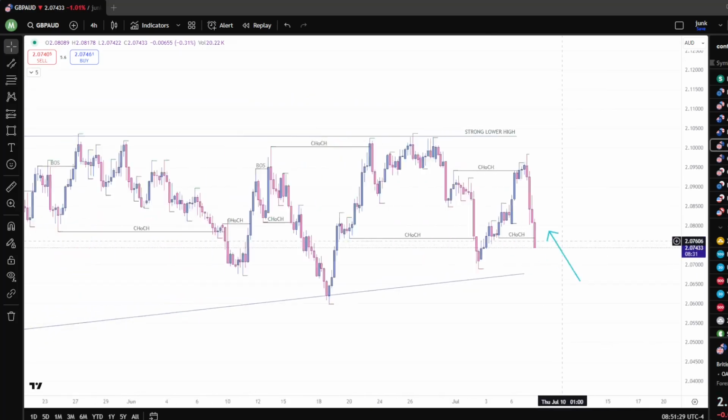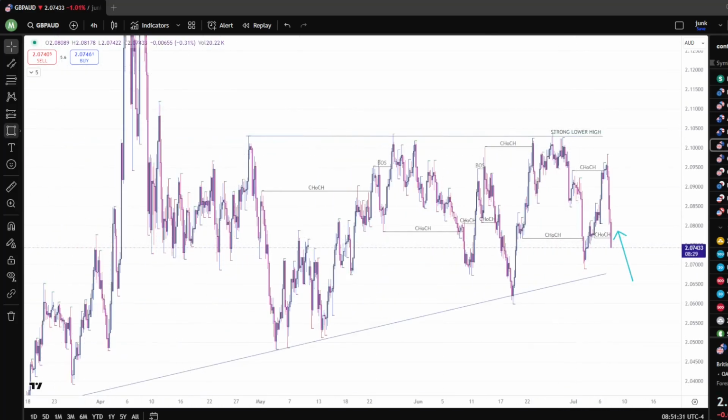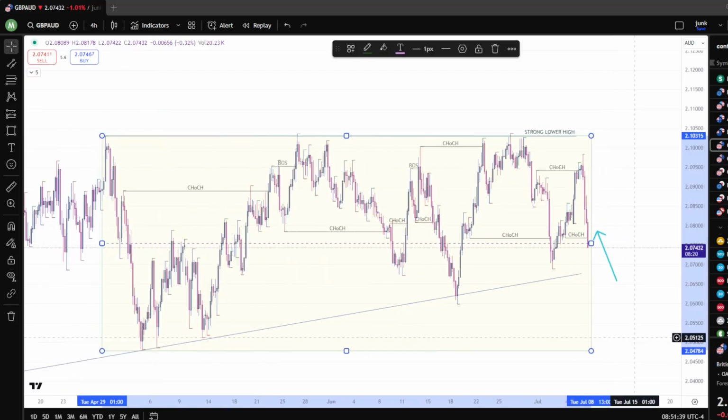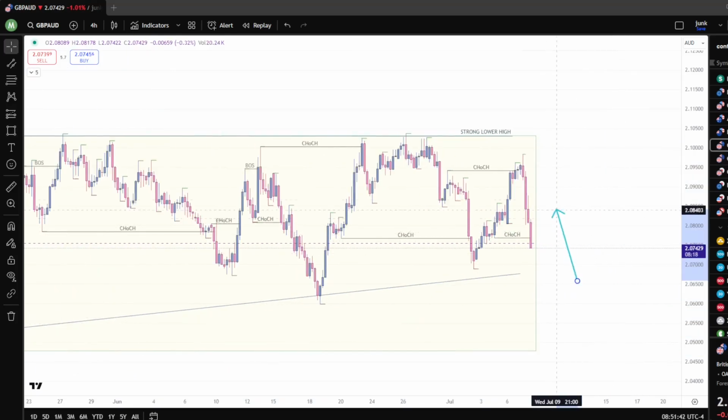GBP AUD, let's go back by the current range. Still in this squeeze consolidated structure. Overall swing structure bearish. Price had continued to react from this lower high of this overall swing structure. Started to push back down.